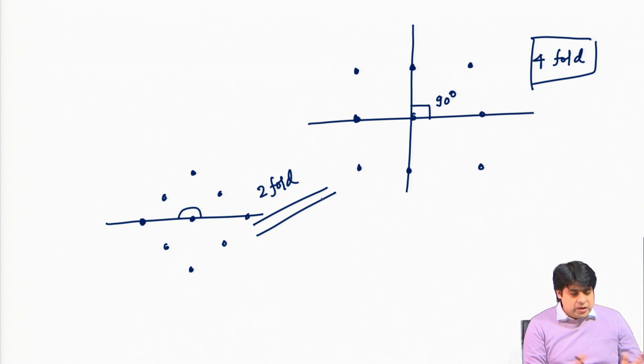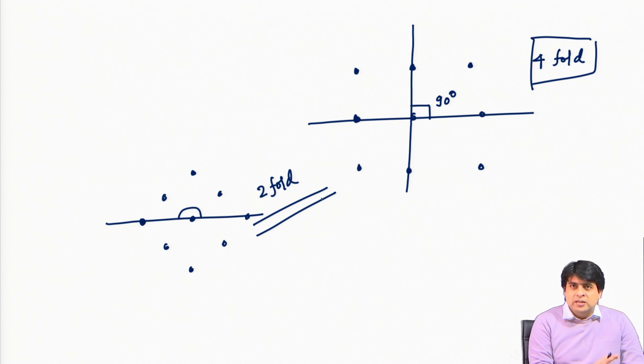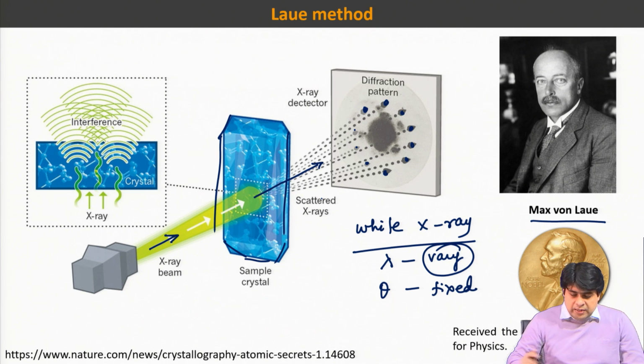So, there are two different methods widely used in earth science: Bragg's method and the Laue technique. In Bragg's method, we use a single wavelength and we vary the theta, and in the Laue technique, we fix the theta but we vary the lambda. So, we use a white X-ray.